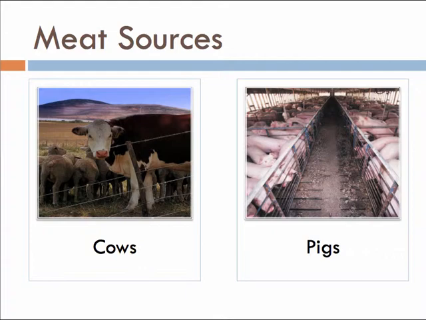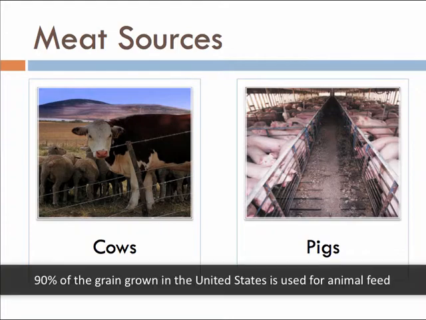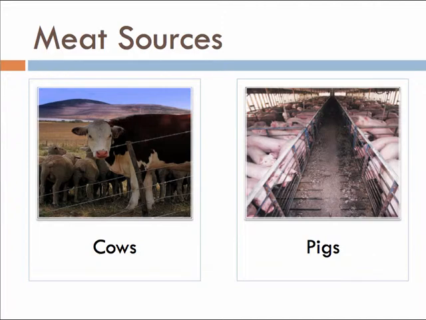About 76% of all meat is consumed by people in the developed world, though the majority of the world population is actually in the developing world. About 90% of the grain grown in the United States is used for animal feed, and it takes 16 pounds of grain to produce just 1 pound of meat.